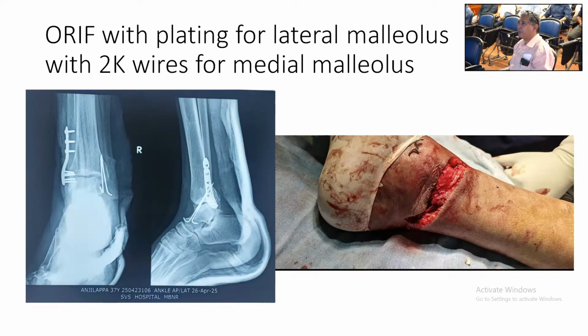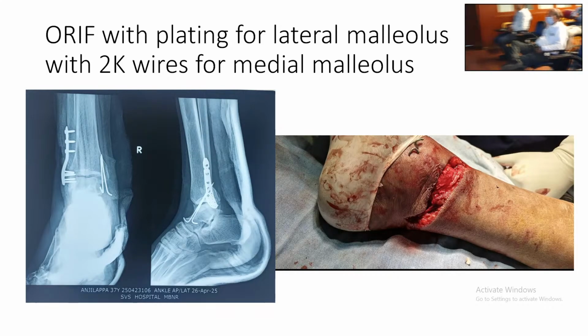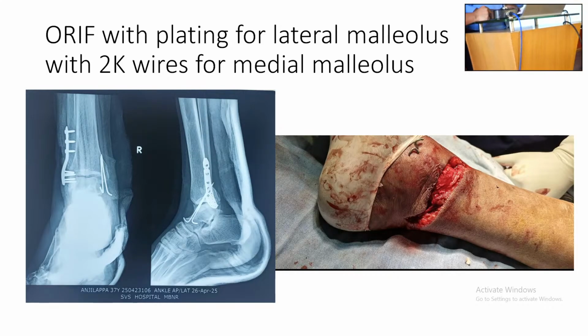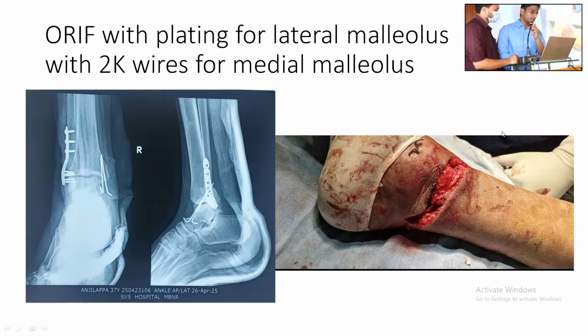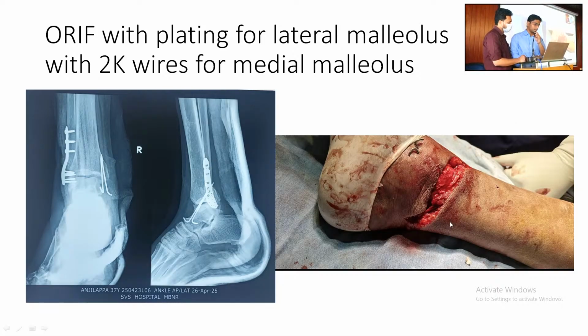Is there any skin loss, sir? No, we have done debridement, sir. There is no skin loss, sir. How is it possible? It appears to be a dragged injury. Yes, sir. There must have been skin loss looking at the initial wound.